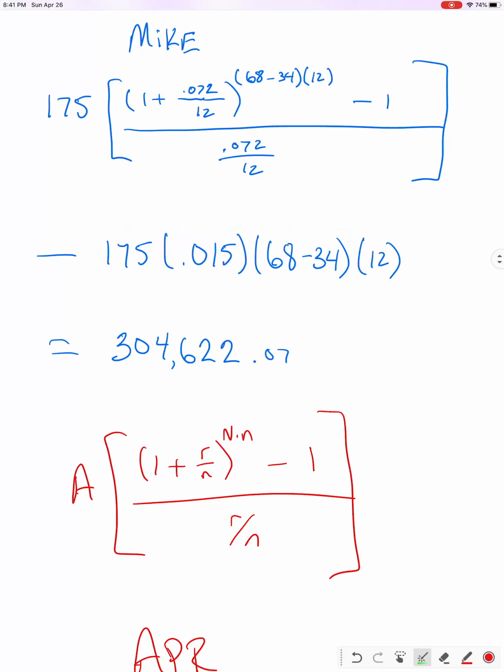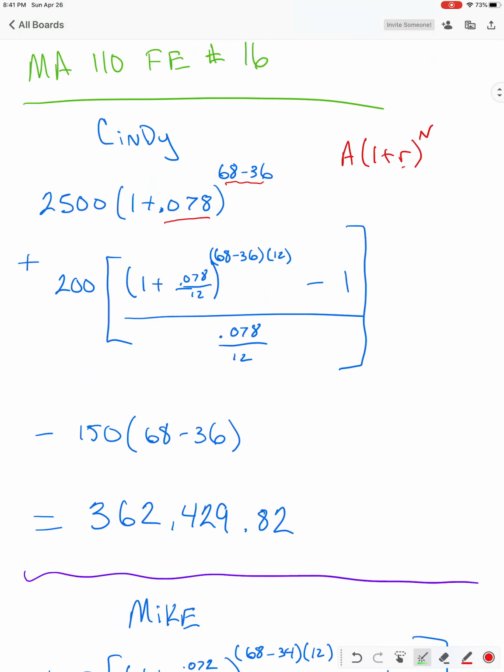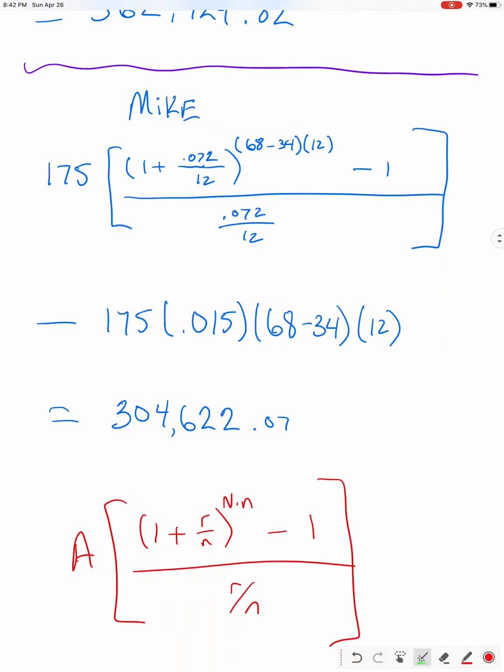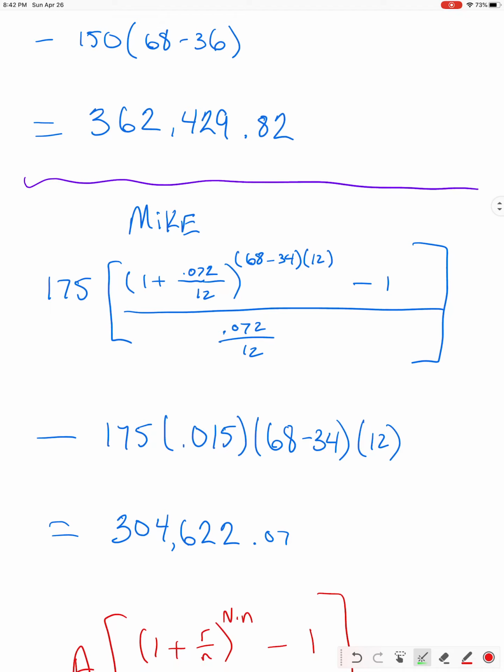But the real reason is this. It's not the fees that cost the money, because Mike paid a lot less in fees. But it's that initial amount that got deposited of $2,500 that got to earn interest for them that whole time. Okay, so that's how you do number 16.